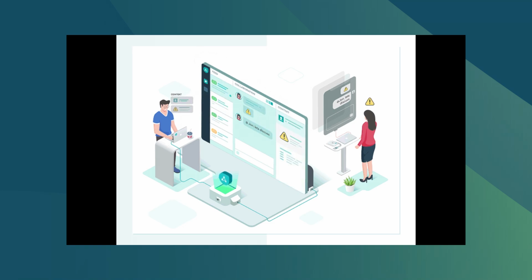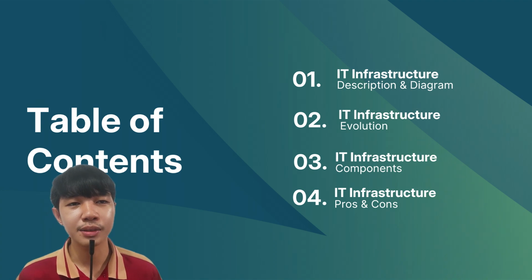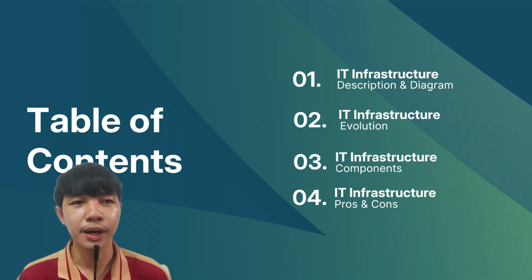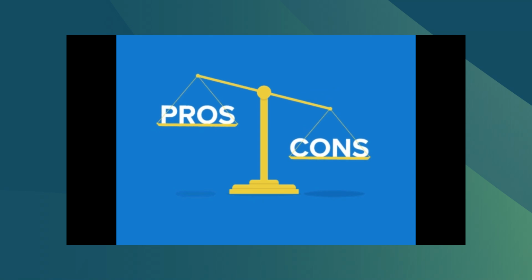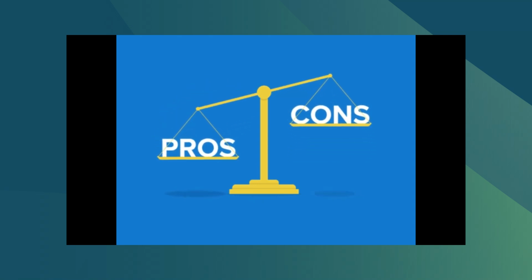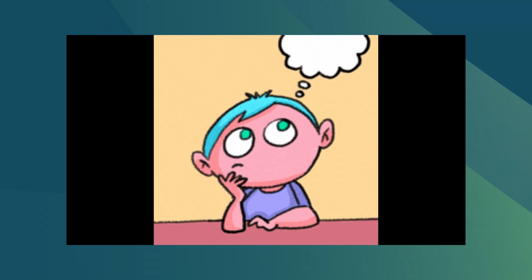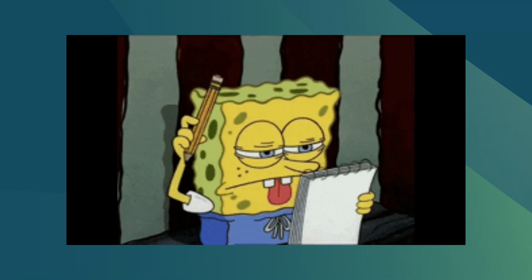IT operations. After discussing the components of IT infrastructure, now let's talk about the advantages and the disadvantages, or the pros and cons, of IT infrastructure. IT infrastructure has both advantages and disadvantages. On the positive side, it provides high control over systems and data, strong security management, and reliable performance. It can also be customized to meet business needs and support better compliance and data governance.